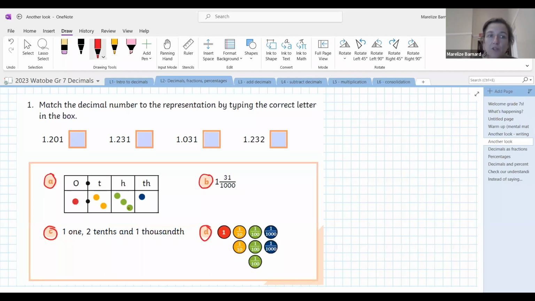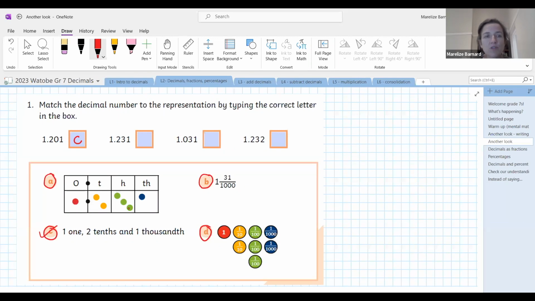So if we look at this first one, 1,201, what does it match? Does it match A, B, C, or D? Just this first one, 1,201. Does it match A, B, C, or D? Some are saying C. And I would agree, because we've got 1, 2/10, and then we don't have anything with the hundreds, but we've got 1,000. Okay, so that matches C.